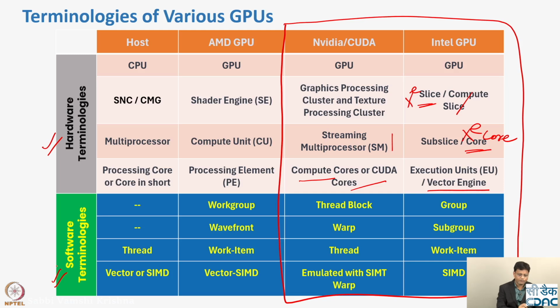Now we talk about the software terminologies. We will cover them in detail later, but there is a difference in terminologies. Whenever they talk about a group of threads, NVIDIA calls it a thread block. In Intel GPU, they call it a group.